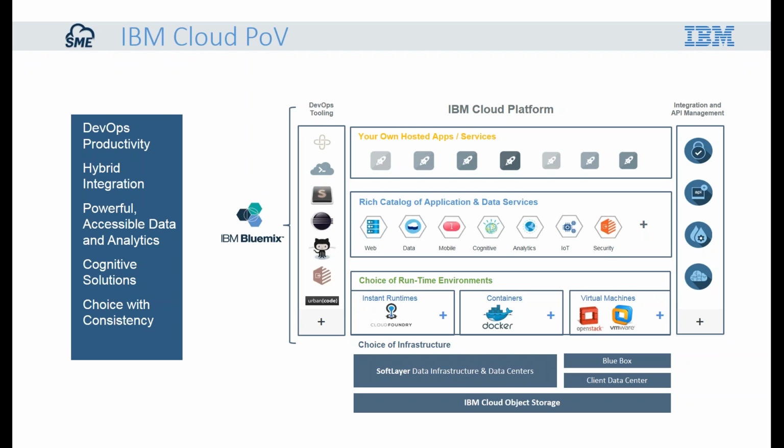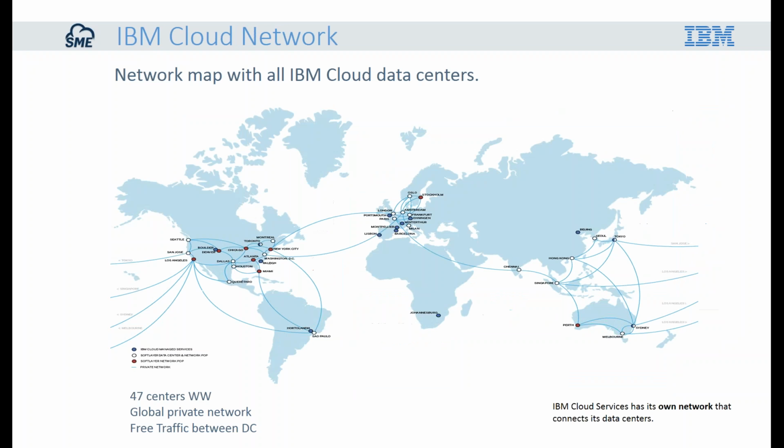Some key points: choice with consistency. It's completely open, so you can select what kind of approach you want for your cloud. And it's completely integrated. It's not just focusing on infrastructure or just on platform, but on everything. All of that is supported by our integrated global network. It's a private global network that covers the whole world, connecting all of our 47 data centers worldwide.